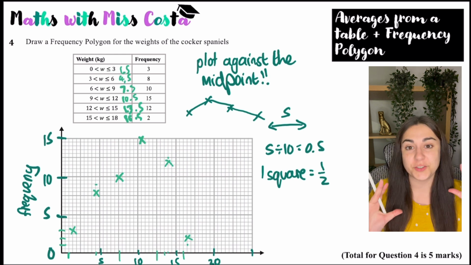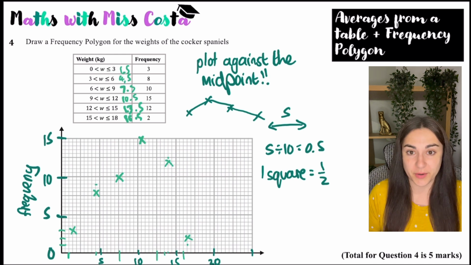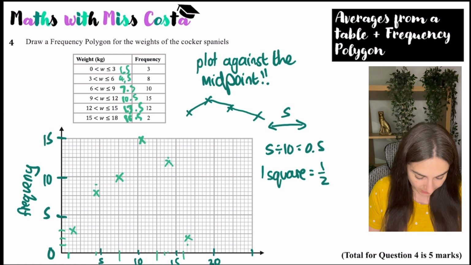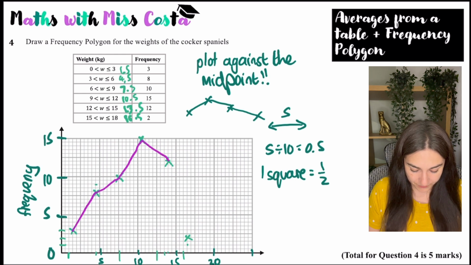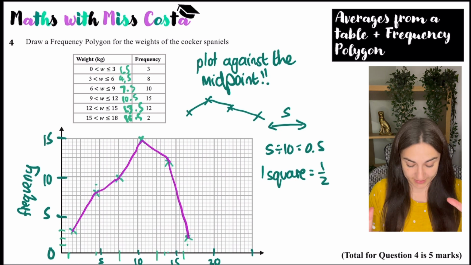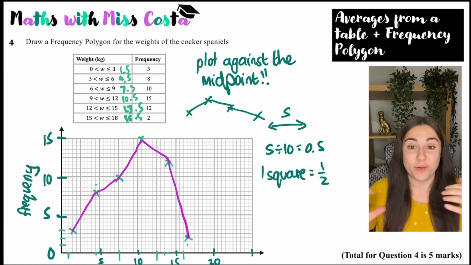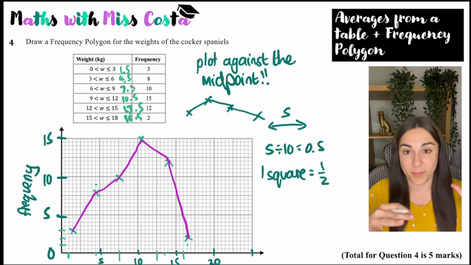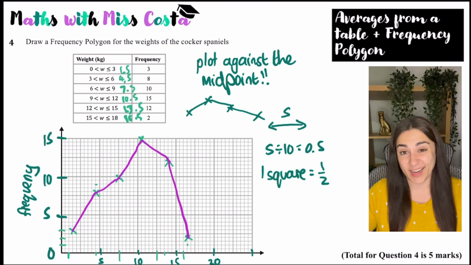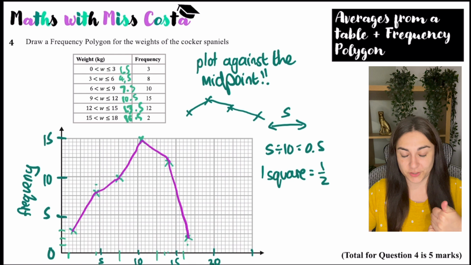Now I just join them together. I don't start from 0, I start from the first point. With a straight line, I join them, boom, boom, boom, boom, boom, in the order that they go. So just be very careful, and if you think you're going to forget, then join them up as you plot them. But that's essentially how you do a frequency polygon. So always a straight line and always plot against the midpoint.